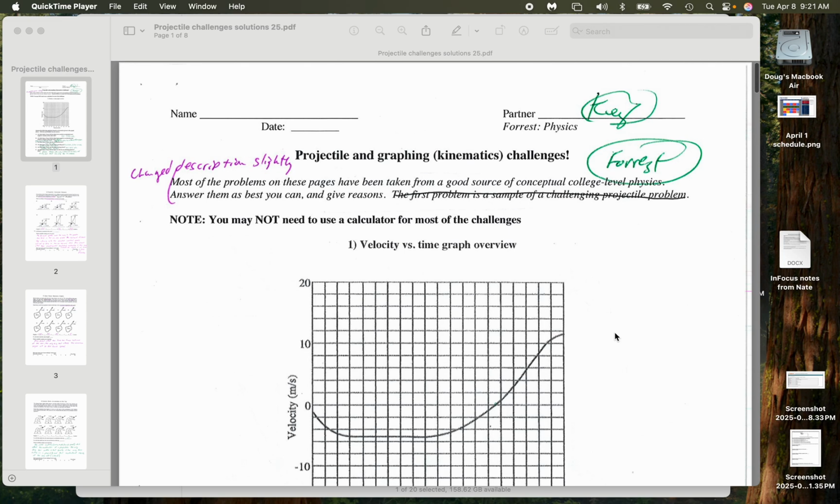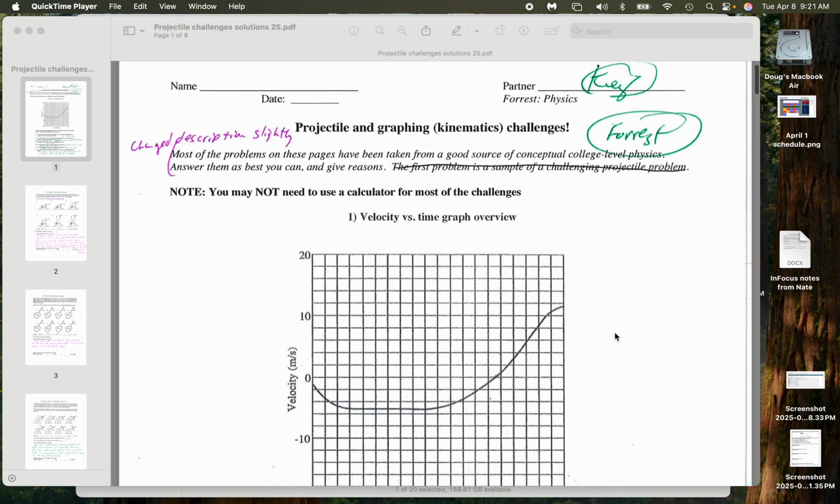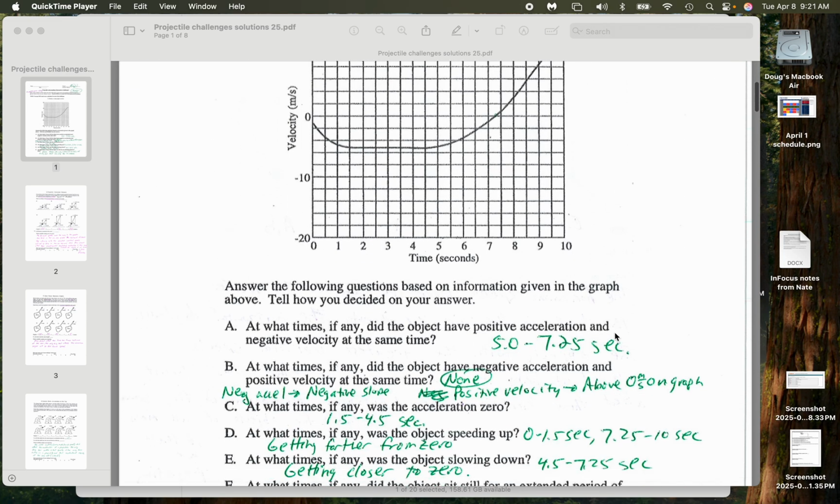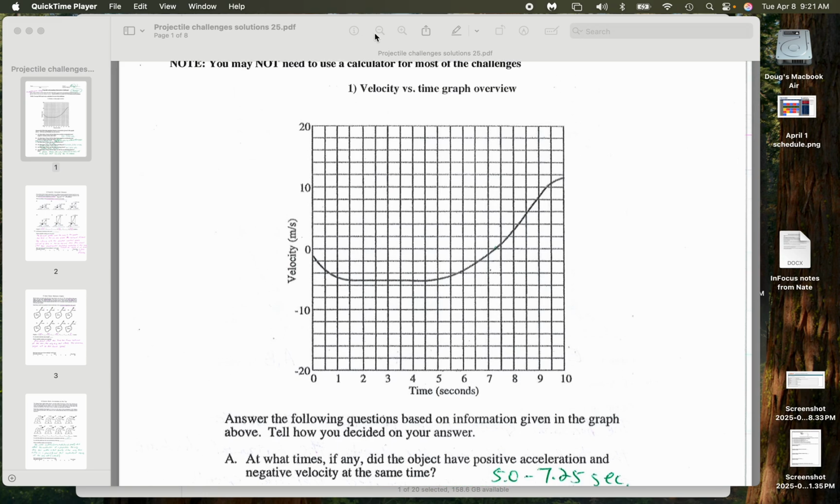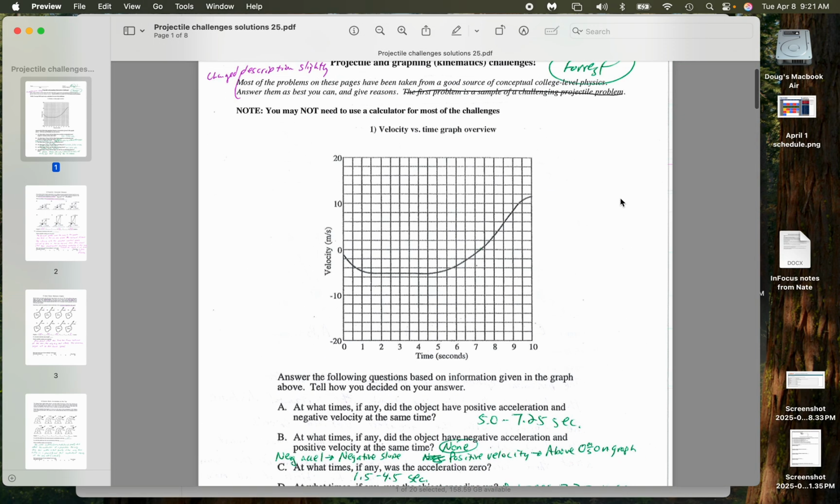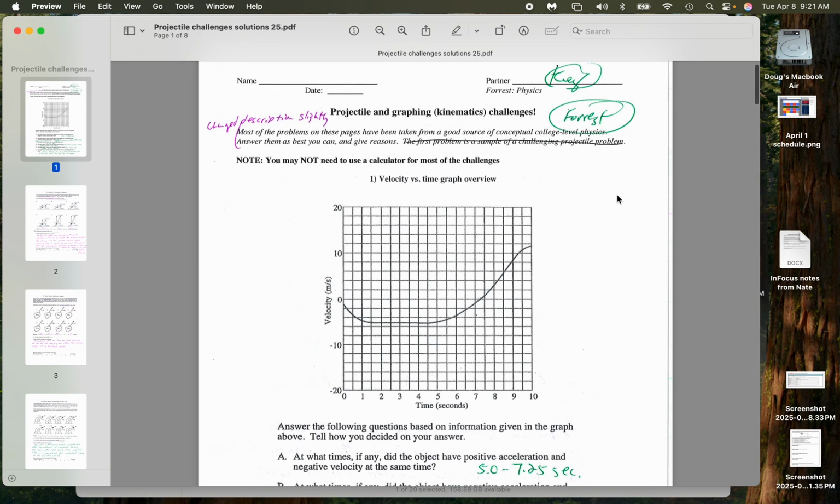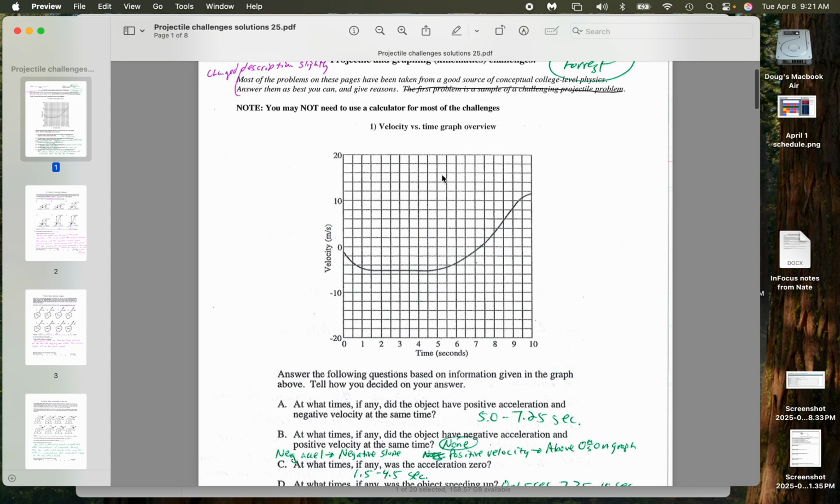These in class, the ones that were assigned, but I actually want to talk about some of the ones that weren't assigned, just so you have an idea. So these are the projectile and kinematics challenges.